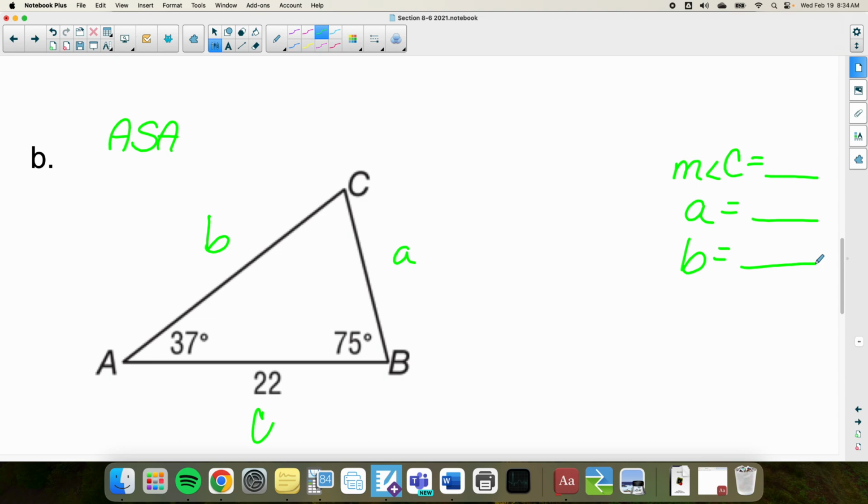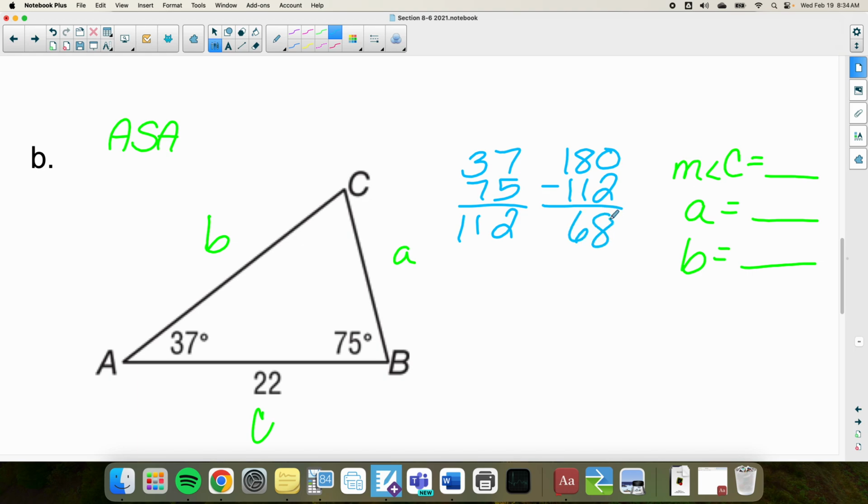Which one's easy to do? The measure of angle C. I can just add together 37 plus 75, which would be what, 112? And then I would subtract that from 180, which is 68. So that's my angle C. Okay, so 37 plus 75 and subtract that from 180, and that gives this as 68.